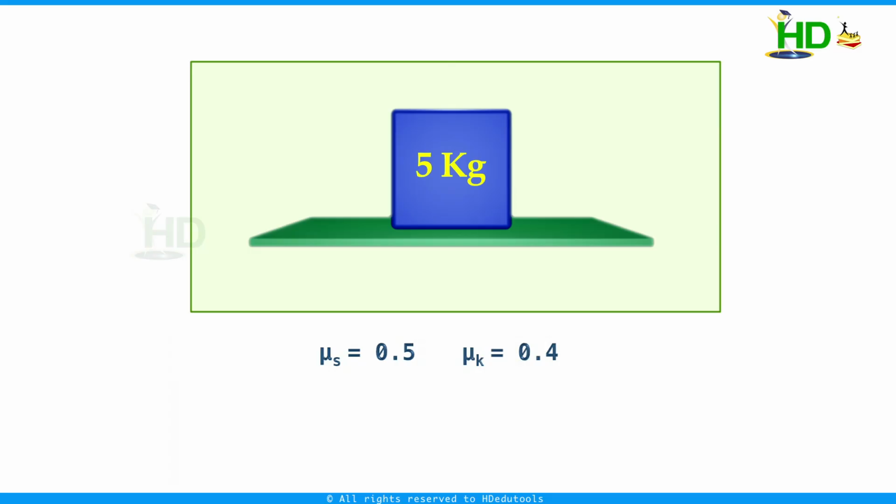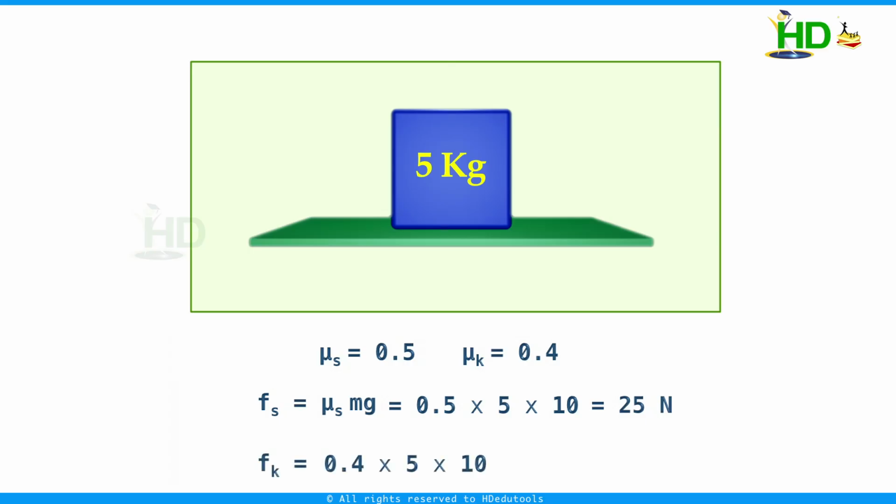Now in this case, we already did this problem. The coefficient of static friction is 0.5, which means the limiting frictional force is Fs equal to mu s into mg, or this is equal to 0.5 into 5 into 10, this is 25 Newton. 25 Newton is the minimum force required to move the body. When the body is in motion, the kinetic frictional force is acting. The kinetic frictional force is mu k into R, that is mu k into mg, that is 0.4 into 5 into 10, we get 20 Newton.